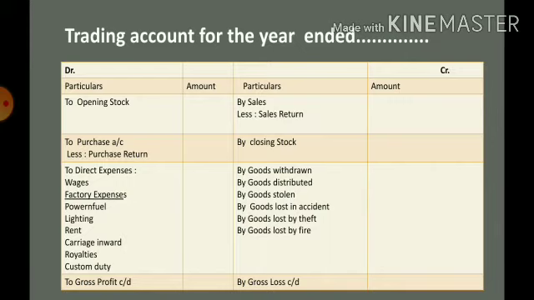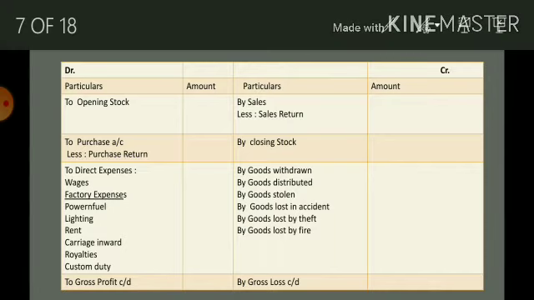Now, from this trading account, we are going to get the gross profit or gross loss. If our incomes are more, that is, our credit side is more than our debit side, that is, expenses, then we are going to earn gross profit. And if our expenses are more and income is less, then we are going to suffer our gross loss. This will be transferred to profit and loss account.